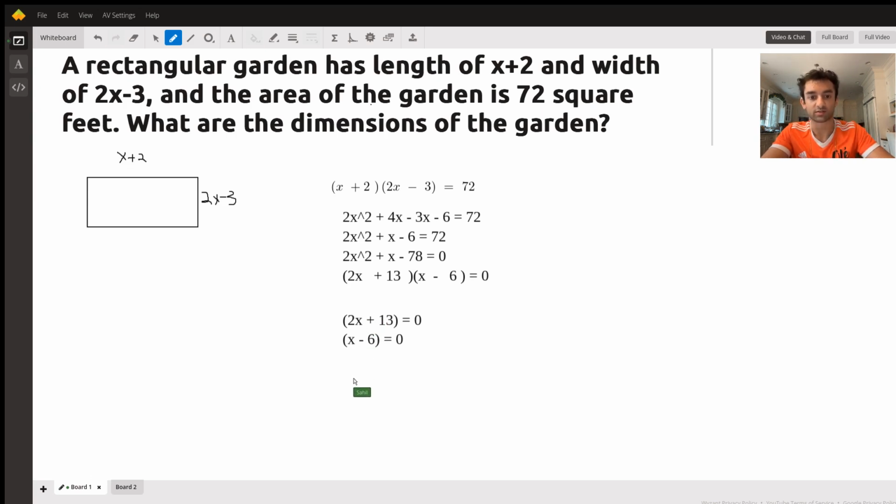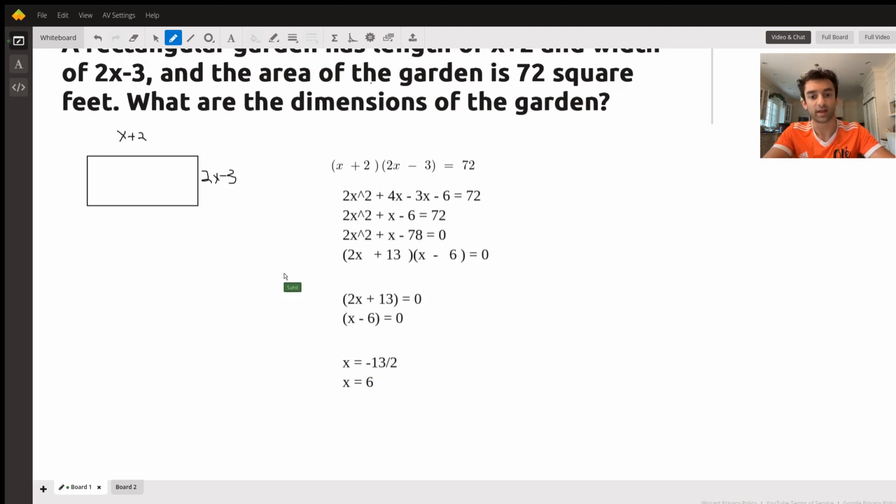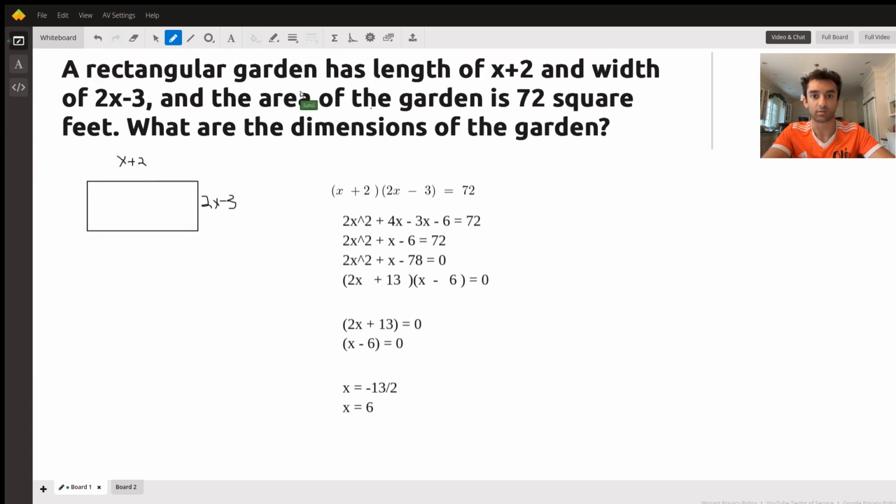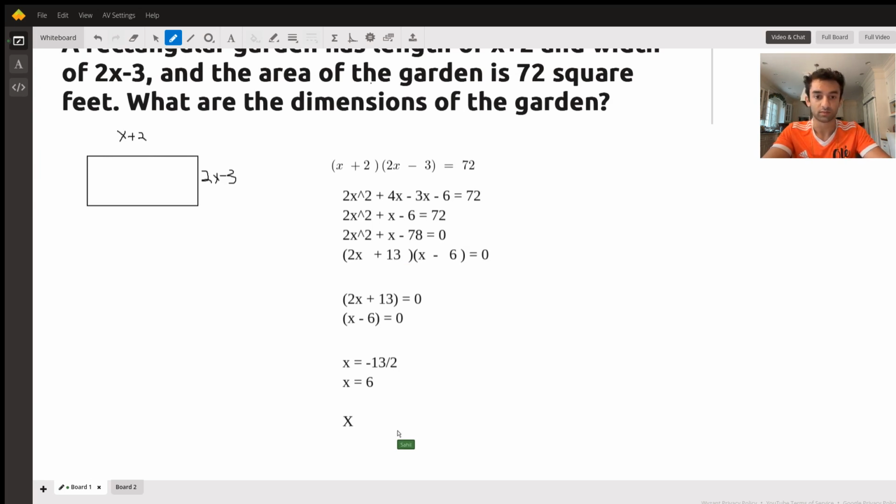So in the first case, 2x plus 13 equals 0. X would have to be negative 13 over 2. And then for x minus 6 equals 0, we'd have x would have to be equal to 6. And in this case, since we're talking about width and length and width cannot be a negative number, we can't really use this number, but instead we can plug in 6 to our length and width. So let's go back to our problem. Our length is x plus 2. Length equals x plus 2, and x is 6, so 6 plus 2 is going to be 8. And then our width is going to be 2x minus 3, so that's going to be 2 times 6 minus 3, which is going to be 12 minus 3, which is 9.